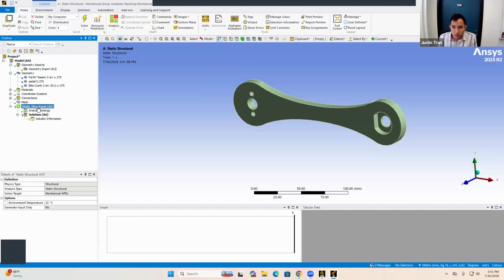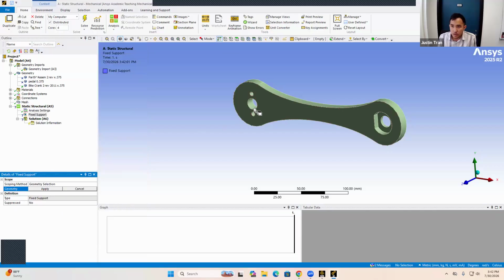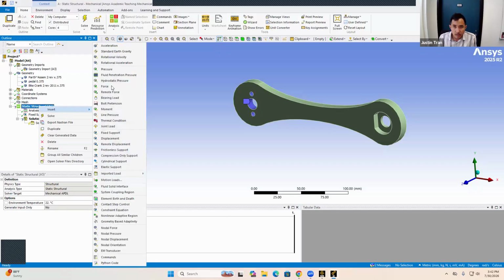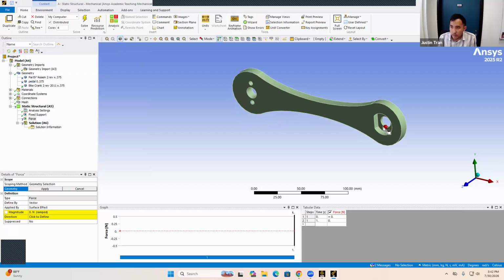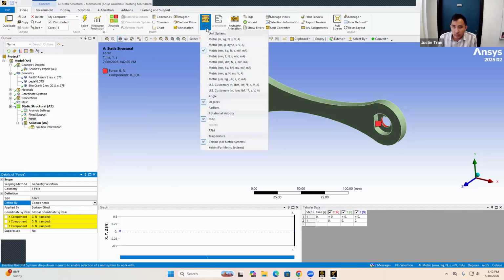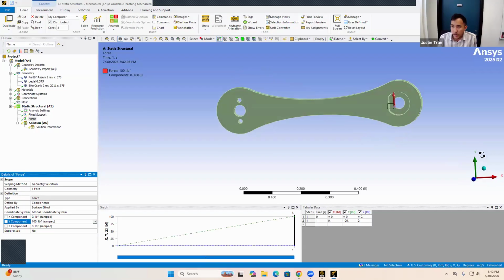Let's go ahead and apply the loads here. Let's specify a fixed support. Just like we did in activity 2, we're going to specify these holes as the fixed support. Let's apply a force load on the inner part of the pedal here. Just like before, let's switch this to components, and set the load in the Y direction, in pounds. So 100 pounds going in the positive Y direction.